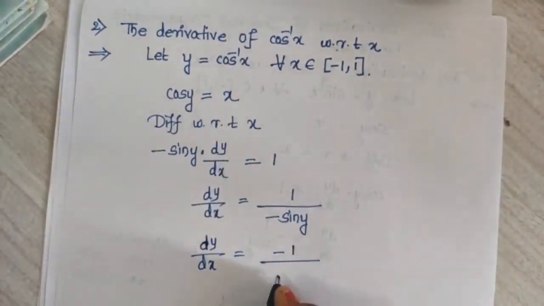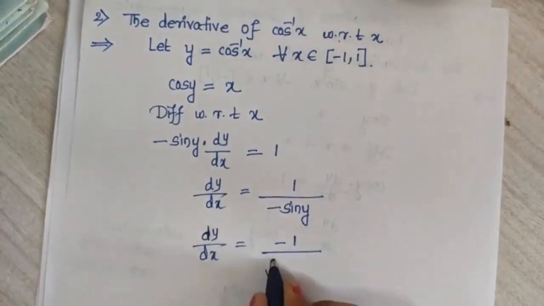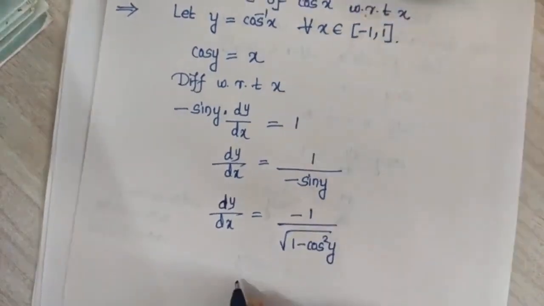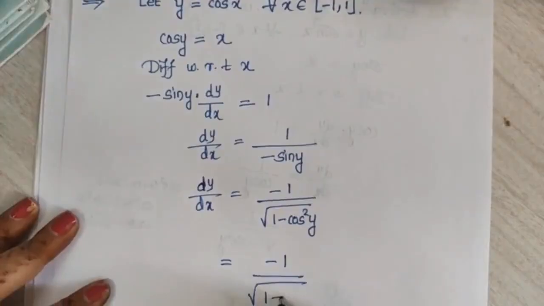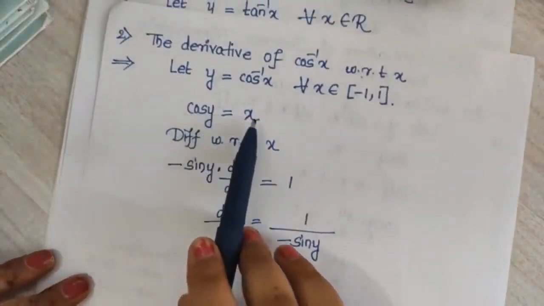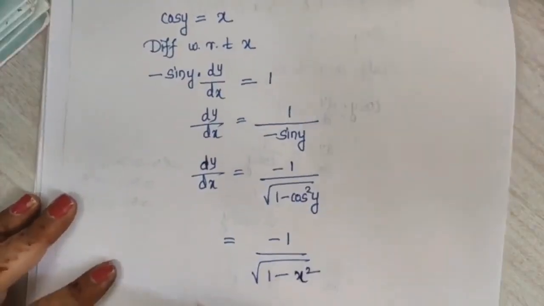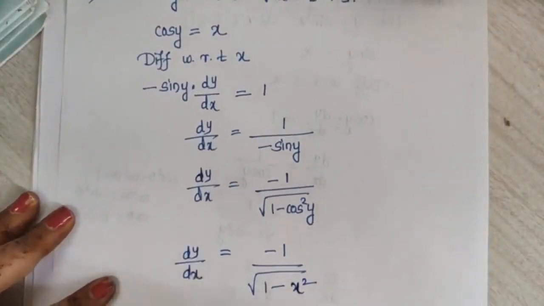So I'll replace this sin in terms of cos, just like we did previously, by using the trigonometric identity. Sin y, I'll write as root of 1 minus cos square y. Now this is minus 1 divided by root of 1 minus, what is the cos y value? x. Here cos square is there, so I'll write x square. So this is the differentiation of cos inverse x.